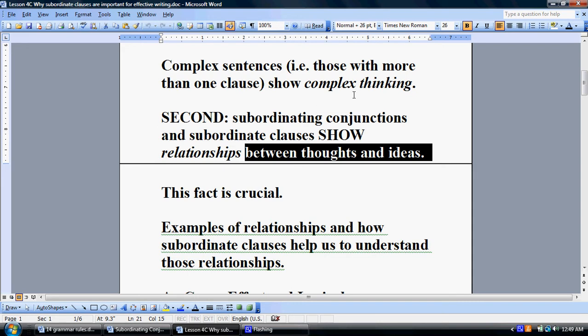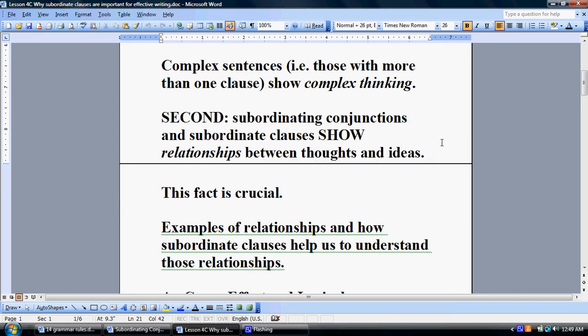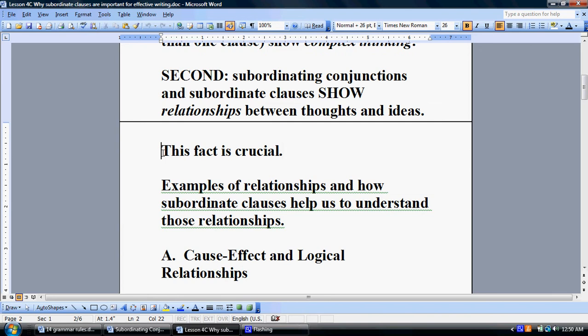In the next lesson after this, lesson 4D, I'm going to show one piece of writing with transitional phrases and with subordinating clauses, and then the very same writing without them. You'll see that one sounds rather childish, a little more difficult to follow, and choppy, and the other one flows evenly and smoothly. But this is one of the biggest things: we need to have relationships in our thoughts and ideas, and being able to use this in our toolbox is going to be very important. And I say this fact is crucial.